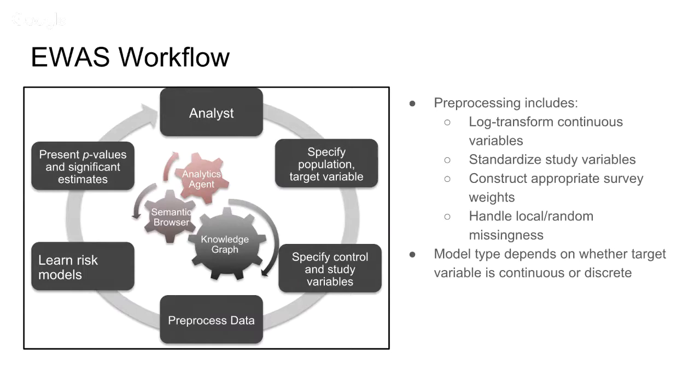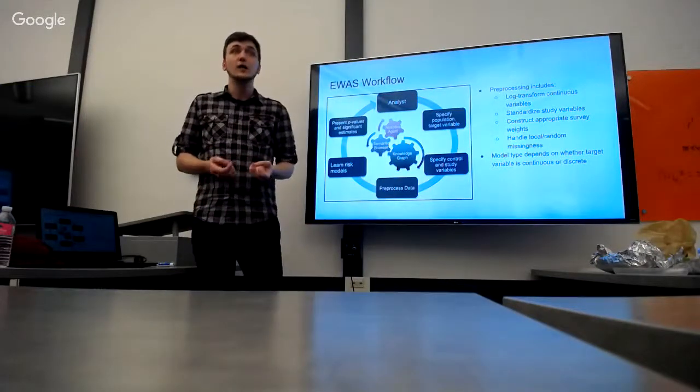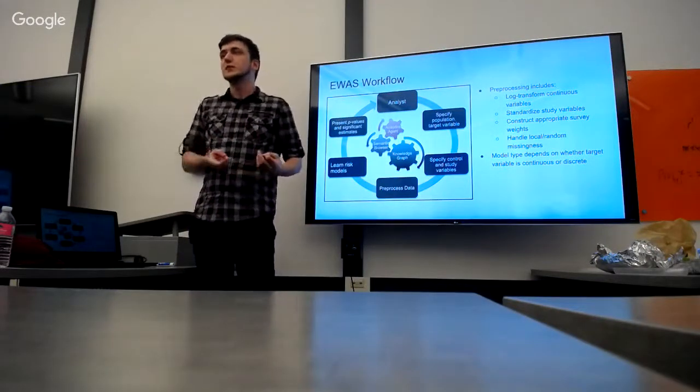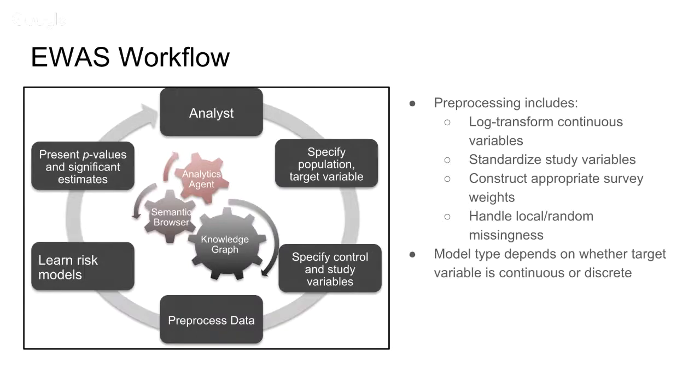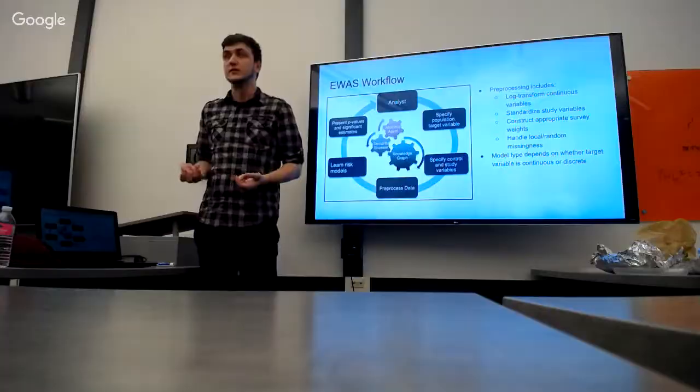Then once you've done that, you say, okay, what do I want to control for? And then the model ontology has recommendations for what you want to control for, but you might want to go against those recommendations. We might want to try something new. And then your study variables, which is the risk factors you're actually looking for associations with.